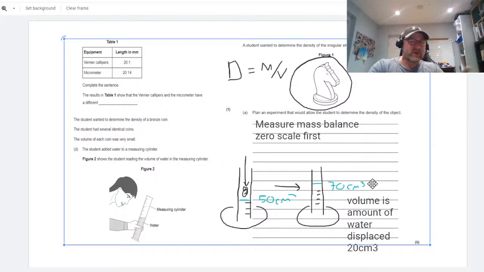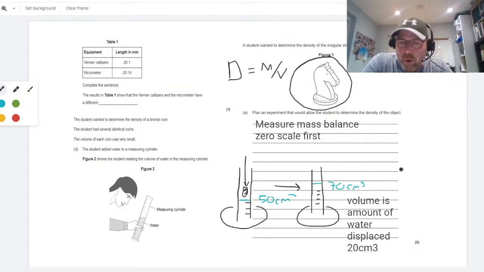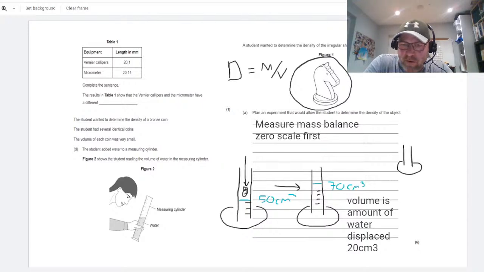Now, if you're using the Eureka can, let's say they're sneaky and they say you can't use a measuring cylinder. Well, if you can't use a measuring cylinder, the Eureka can won't work. All the Eureka can is, it has a spout like that.